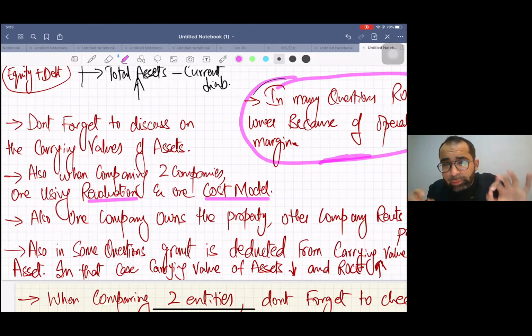So normally you need to discuss this issue of revaluation and cost model. Now the question is, sir, how can we recognize the revaluation model? By using your eyes. Revaluation reserve: if there are two companies and in one company's balance sheet there is a revaluation reserve, you can easily identify that this company is using the revaluation model. Yes or no?